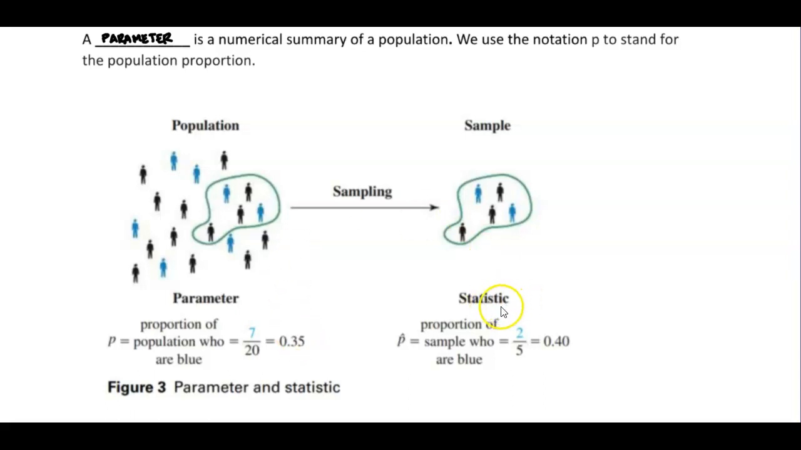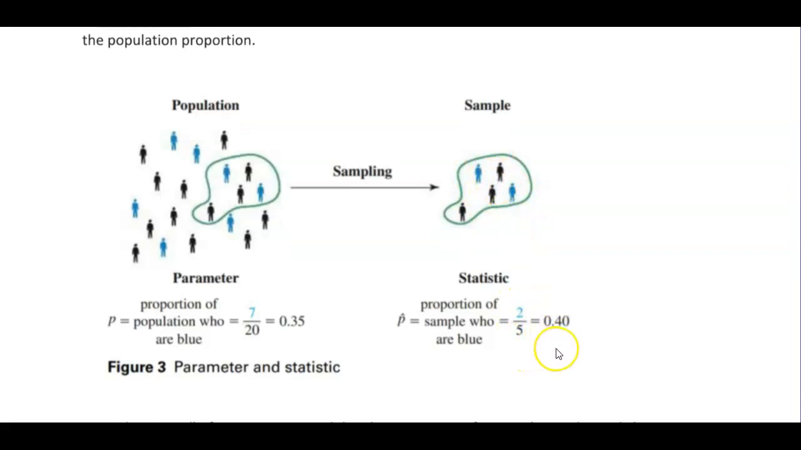The statistic is p hat, which is the proportion of the sample who are blue. Well, how many are blue in the sample? It's 2 out of how many in the sample, which is 5. So 2 out of 5 is going to be 0.40.